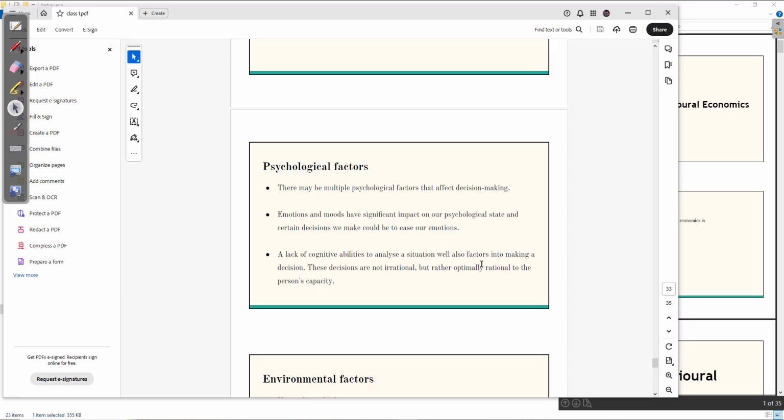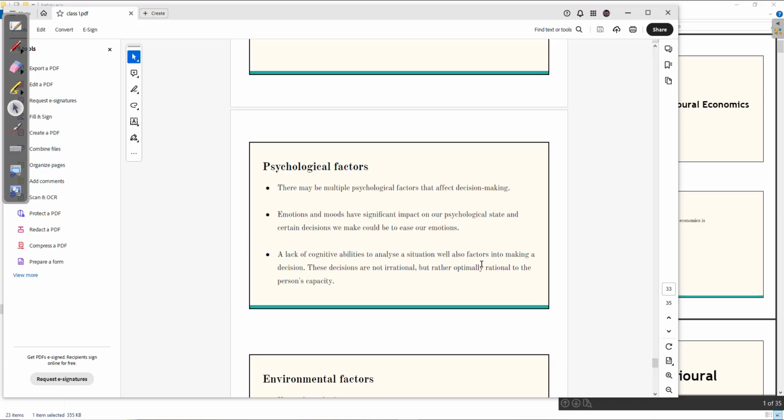Psychological factors. There may be multiple psychological factors that affect decision making. Emotions and moods have a significant impact on our psychological state, and certain decisions we make could be to ease our emotions. For example, if you are sad, maybe doing shopping might make you happy. You're spending something. So there is something called impulsive buying and all those things. That decision might impact your psychological state, your emotions and all.